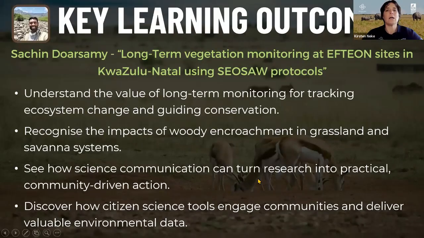Sachin is going to be talking to us about long-term vegetation monitoring at EFTEON sites, and he will tell you what that means in KwaZulu-Natal using SAEON protocols. Sachin, sorry if I'm mutilating that word.